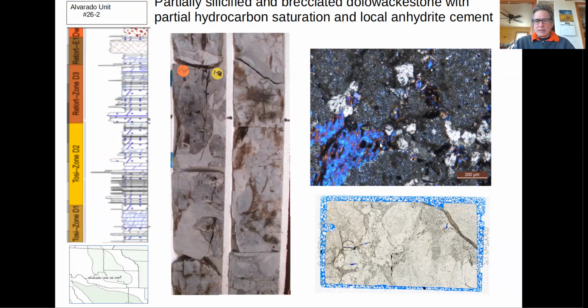This is a cross polarized image, so these are interference colors. This is a late stage patch of anhydrite that's now partially replacing the host rock. So we see a little bit of it here and here. We again see that this is a fairly complicated diagenetic history.